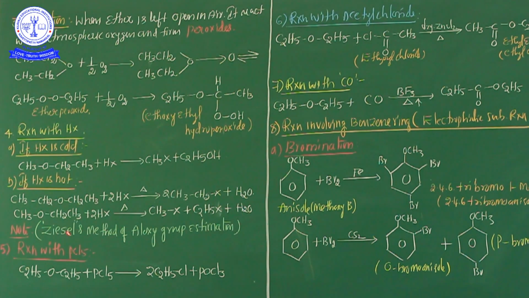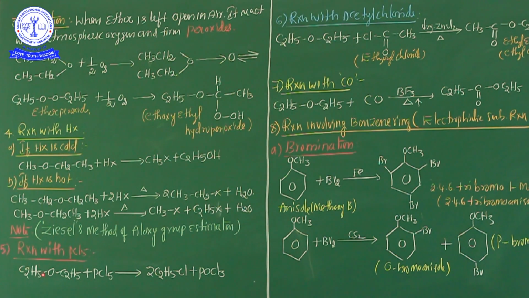My dear students, the above reaction is commonly called the Zeisel method of alkoxy group estimation. If you take an unsymmetrical ether with hot HX, we get two different types of alkyl halide, and by testing both alkyl halides we can confirm the alkoxy groups of the ether. Okay? These are the reactions with hydrogen halides.